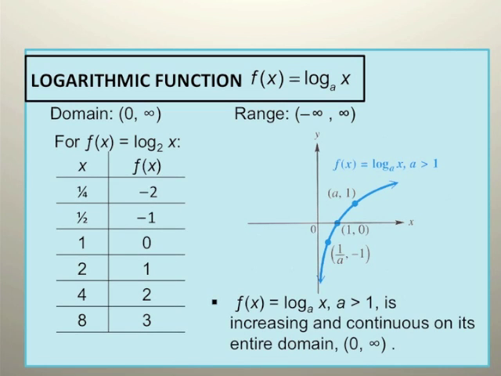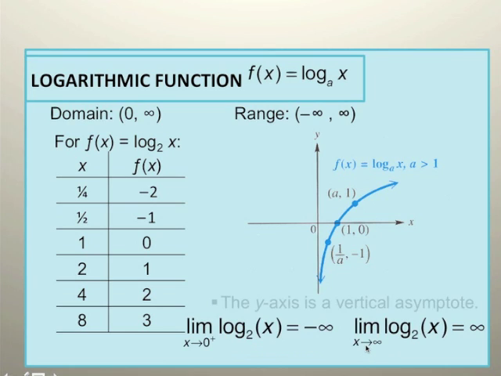We see that as we look at this graph, we only have the graph on the positive side of the y-axis. X is always positive. But look at these 3 points. Instead of (-1, 1/a), we have (1/a, -1). We have (1, 0), and we have (a, 1). We have those 3 points. This is if a is greater than 1. It's increasing and continuous in its entire domain. The domain is the positive numbers from 0 to infinity.